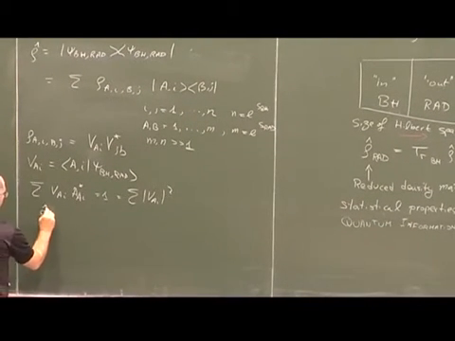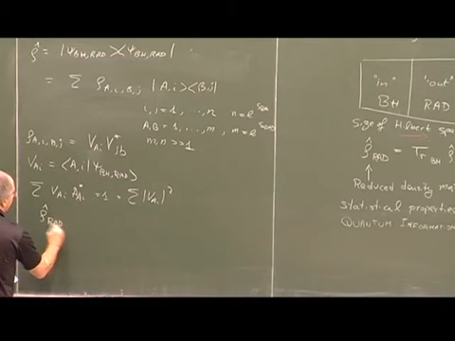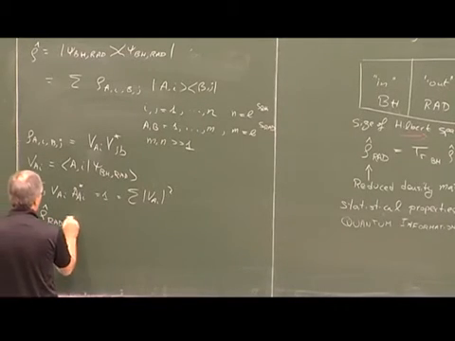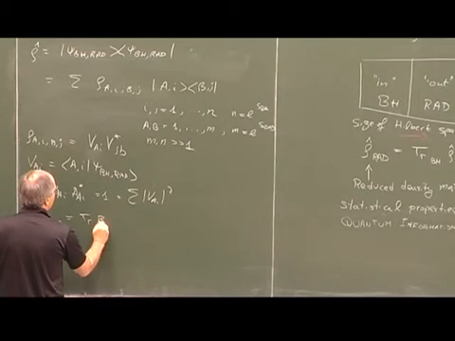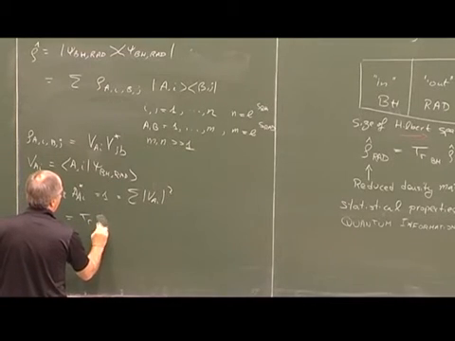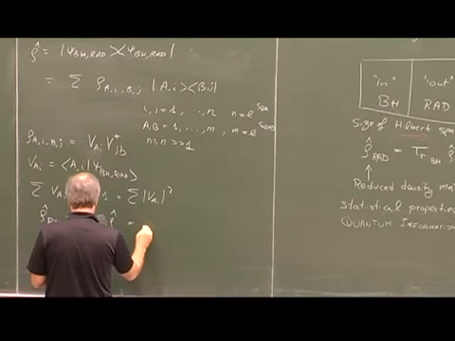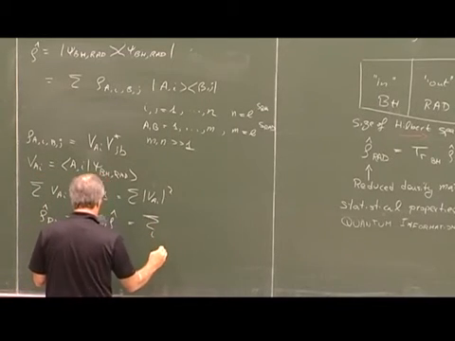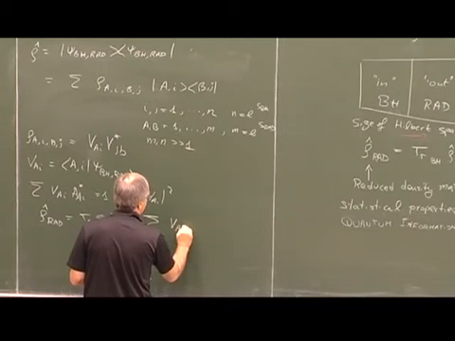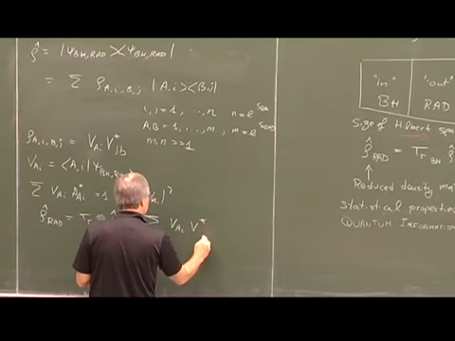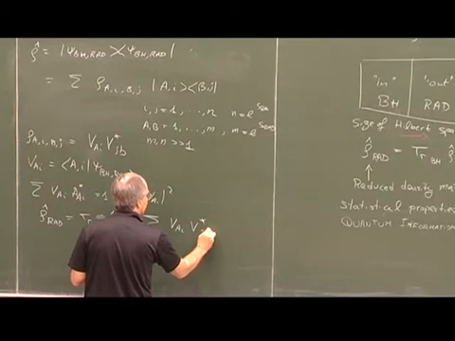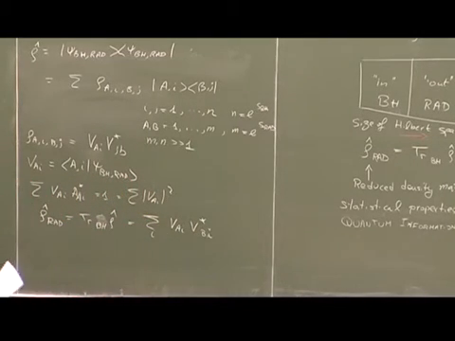And rho_rad, the reduced density matrix for the radiation, which is the goal of our calculation, is traced over the black hole of rho, which is simply the sum over I of V_AI V*_BI. Okay, so we have all the formulas.